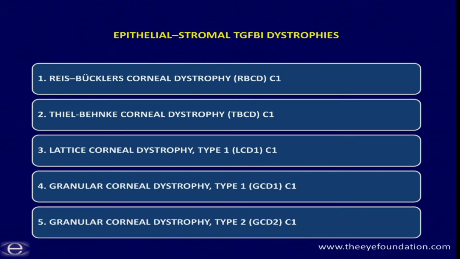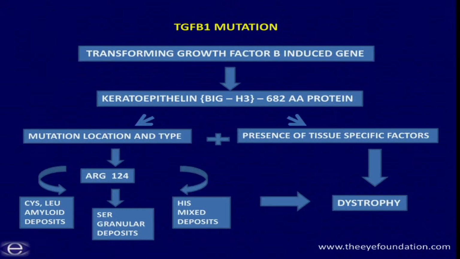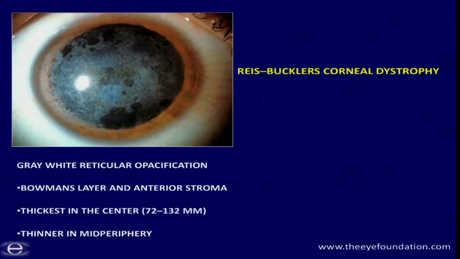Now comes the group of dystrophies called the TGF-beta1, like I alluded to earlier. All these dystrophies are characterized by recurrent corneal erosions. The reason is because this TGF-beta1 gene codes for a protein called keratoepithelin, which is necessary for cell adhesion and migration, and when that is faulty, there is a higher incidence of recurrent corneal erosions. So the first of them is the Reis-Bücklers.